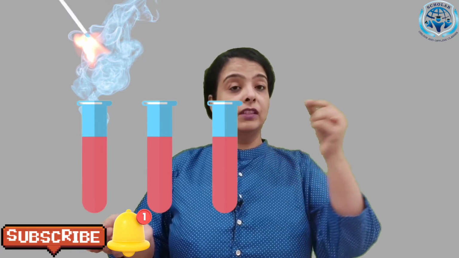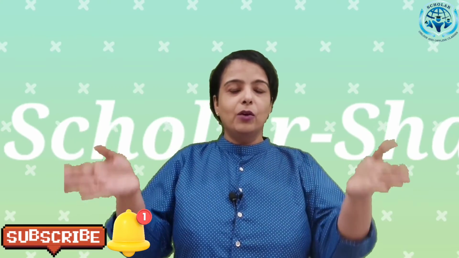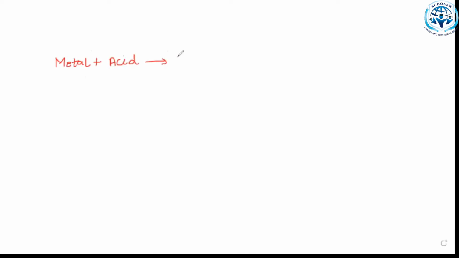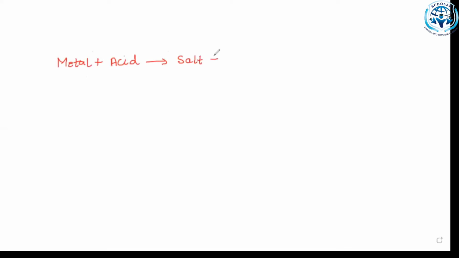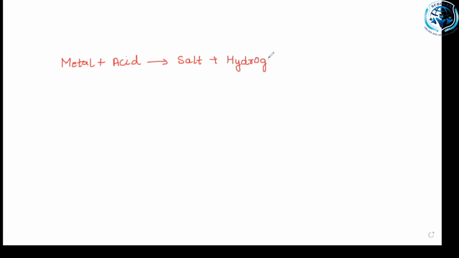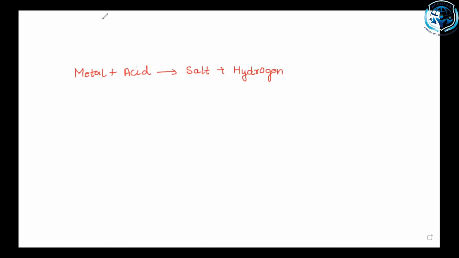Now take a burning matchstick and keep it near the mouth of the test tubes. You will hear a pop sound in some of the test tubes. Now look at your observations and inference. Let us discuss. Metals react with acids to form salt and release hydrogen gas. When you bring a burning matchstick near the mouth of the test tube where metal is reacting with acid, you will hear the pop sound. This is because of the presence of hydrogen, which burns with a pop sound.